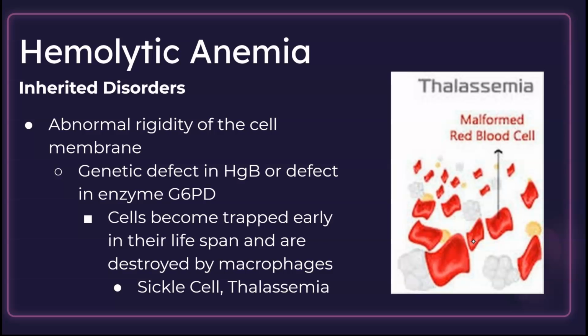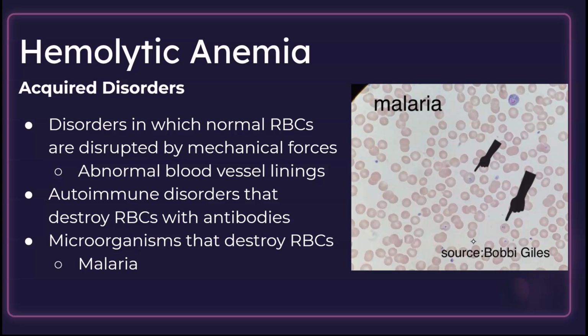Thalassemia is, I believe, more associated with Mediterranean genetics. So Greece and Italy, like a lot of that area where, I don't know, they interacted with people of African descent, trade routes. Thalassemia is not as dramatically misshapen. I think it's more square than crescent moon shaped. But again, you still have this issue where these cells become trapped and they then get broken down by macrophages and aren't doing what they're supposed to do.